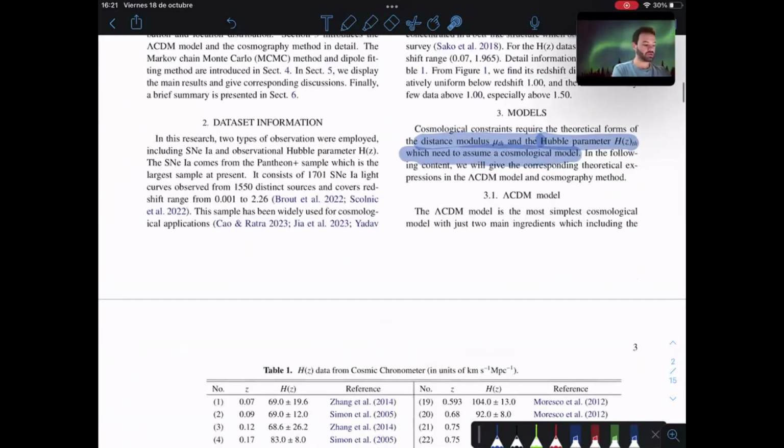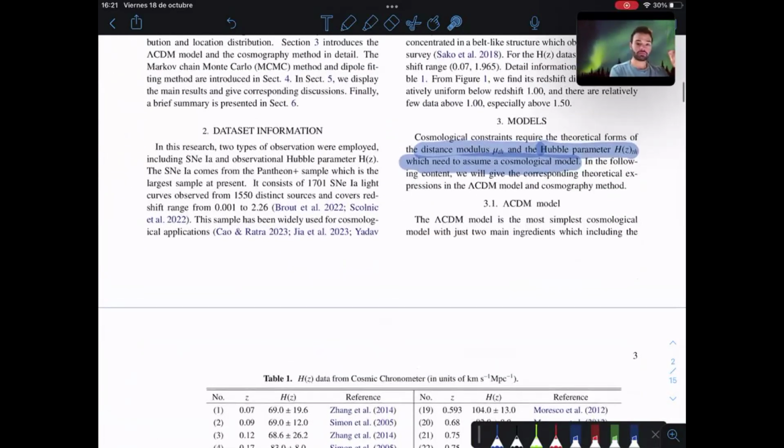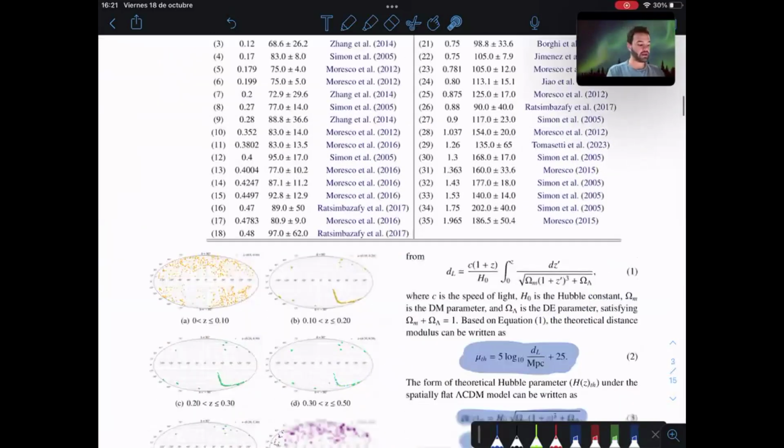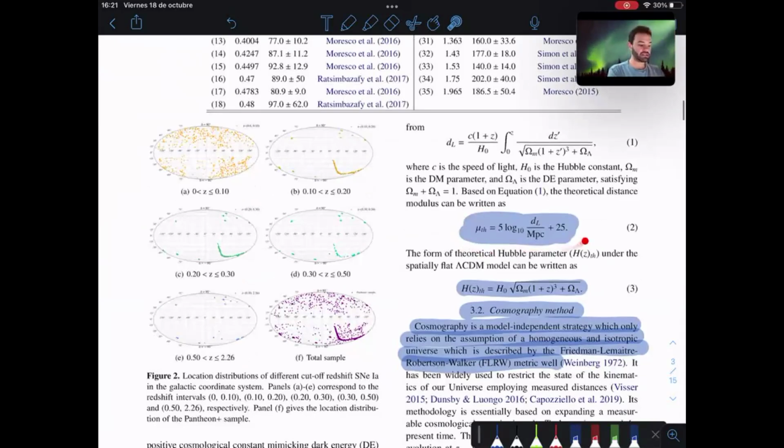So the first way that they do it is by using something called the distance modulus, which is basically a way of finding the distance between us and these supernovas that I was talking about earlier. Now, in the regular model, this distance modulus is given by this equation, equation 2.